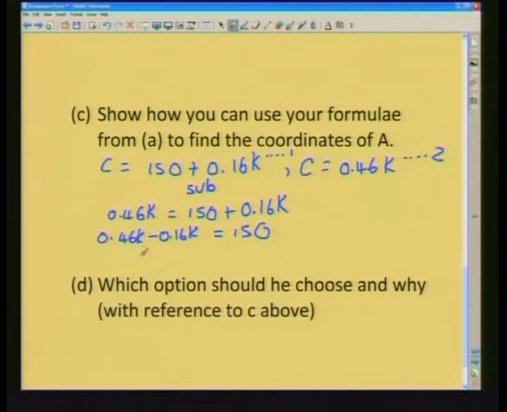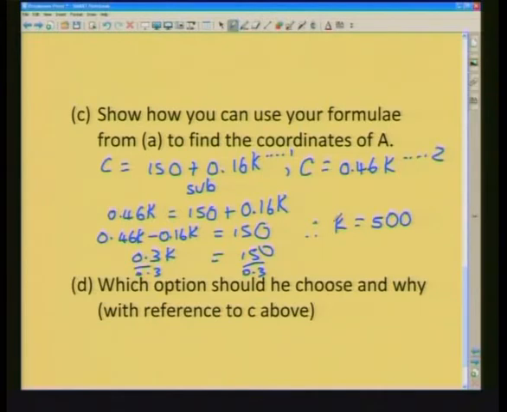0.46 minus 0.16 is 0.30k. That's equal to 150. In order to find k, we need to divide both sides by 0.3. So therefore, we get k. 150 divided by 0.3 will give us an answer of 500. So therefore, what that tells us is the number of kilowatts at that point A is 500 kilowatts.